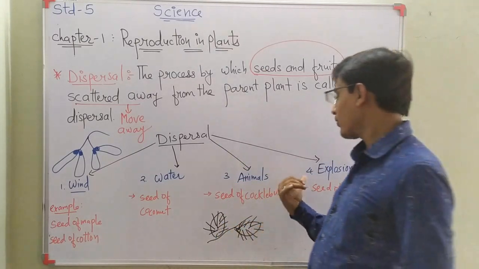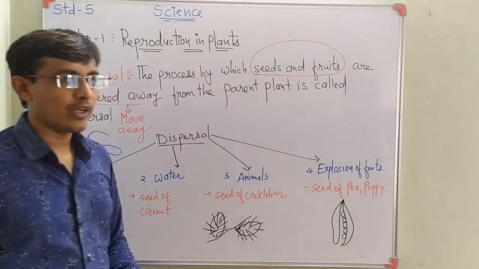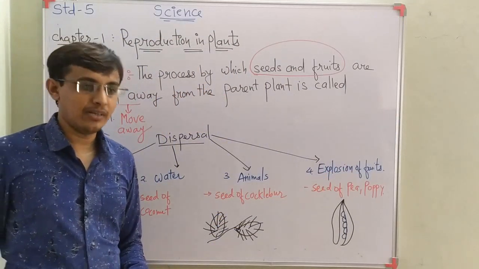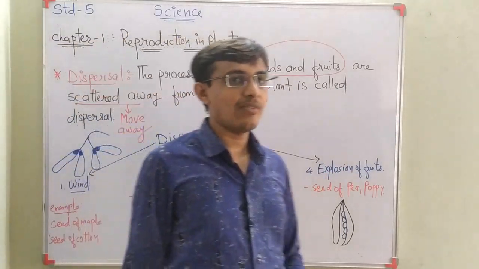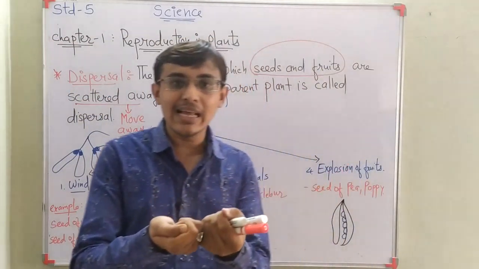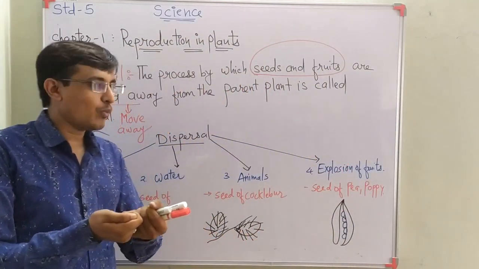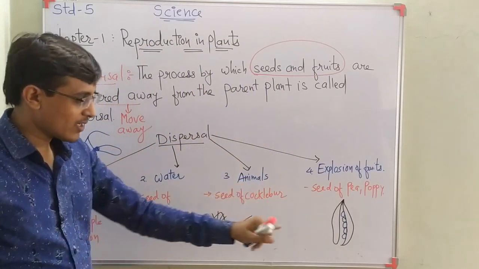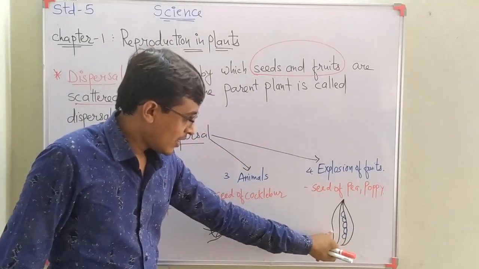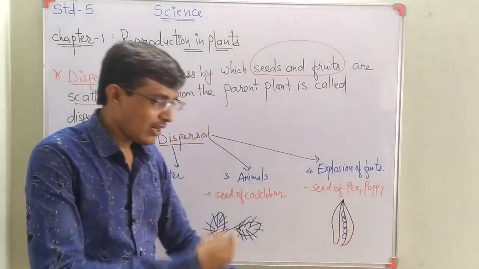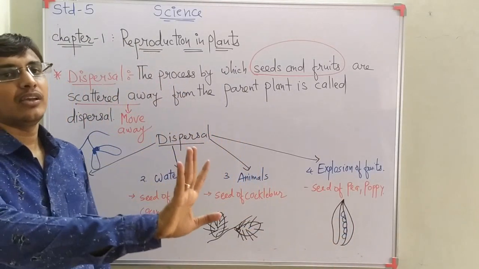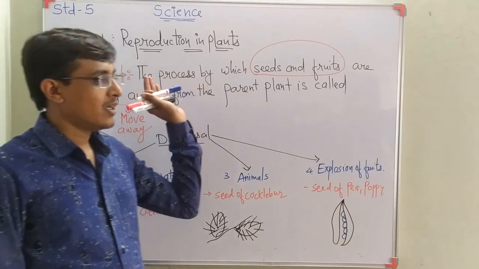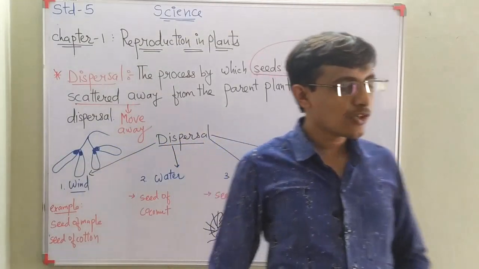Okay, now fourth one, explosion of the fruit. When the fruit gets ripened, for example, at home we bring green peas. Okay, when it gets too much ripened, what happens? It opens into two parts. Okay, see, it is a pea plant. It opens into two parts, then the seeds get scattered away. Okay, so these are the topics related to dispersal of the seed.